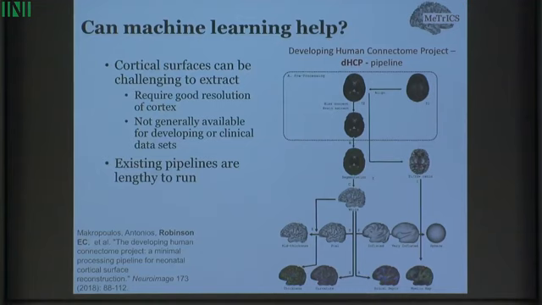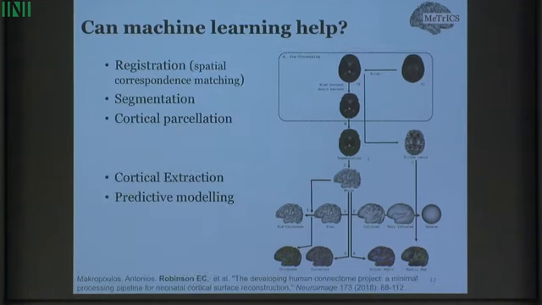So can machine learning help? Certainly. So we're already seeing big advantages for using machine learning, particularly deep learning, for image processing tasks, including image registration, image segmentation, and cortical parcellation, which essentially is a segmentation process. We're starting to see applications for cortical surface mesh extraction within the dHCP. This is what we're working on, and predictive modeling of phenotypes.